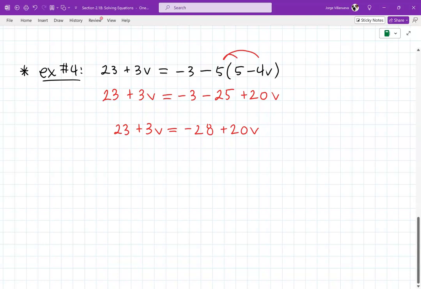Now, like I said, I like to combine my variables first, and I always like to move the smaller one over to the bigger one because that keeps my numbers positive. At least my variables, it keeps them positive. So 3v is smaller than 20v, so I'm going to throw this over here. And if you want to, go ahead and do a double switch, okay? So we'll move this that way.